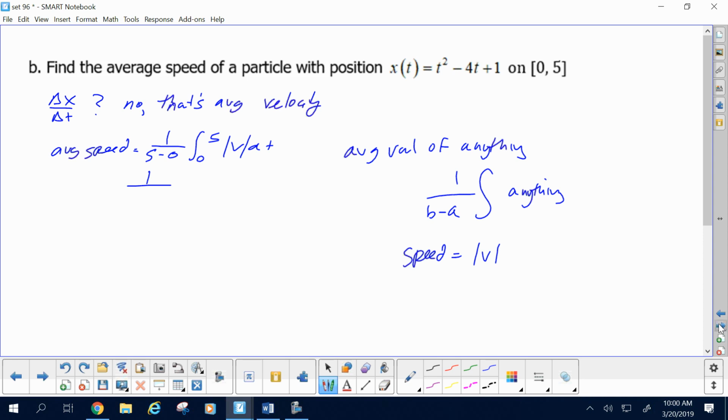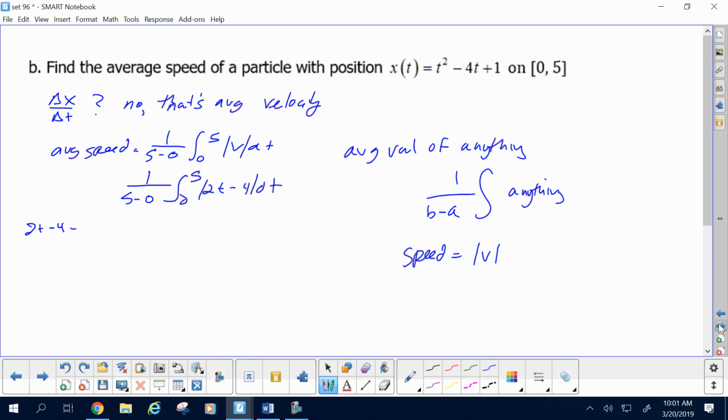And so if you want the average speed, then you need to do the average value of the speed function, which is the absolute value of the velocity. So that's the thought process: I need 1 over 5 minus 0 times the integral from 0 to 5 of 2t minus 4 in absolute value. Are you with me? Okay. Average speed is found by the average value of the speed function. Now that is the absolute value, the topic of the day.